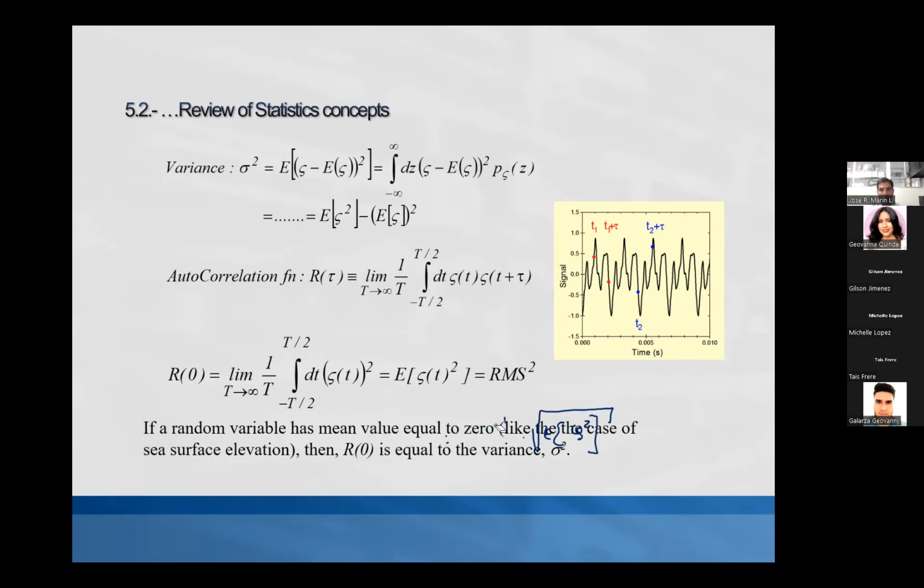Surely nothing of this is new for you. This is just a review. Now, if this is equal to that, in that case, we need this to be 0. This is what we're saying here. If the random variable has a mean value, the expected value of this variable, equal to 0, then this is equal to that, and that's equal to the variance. That's useful to recognize.